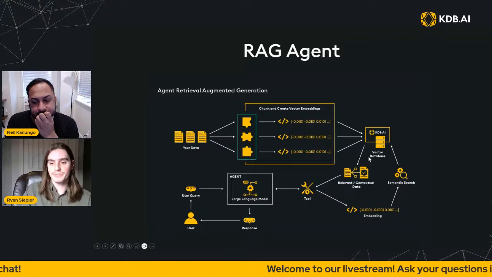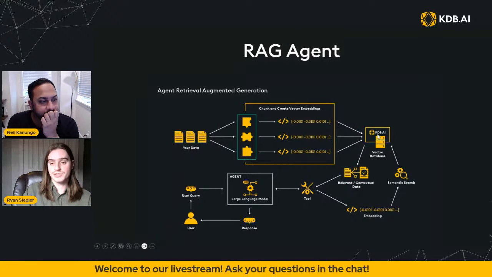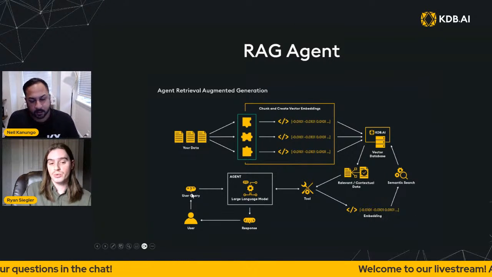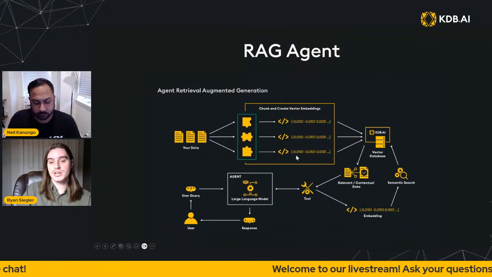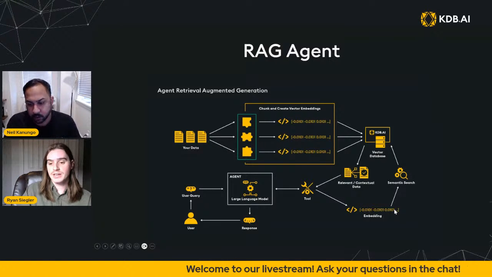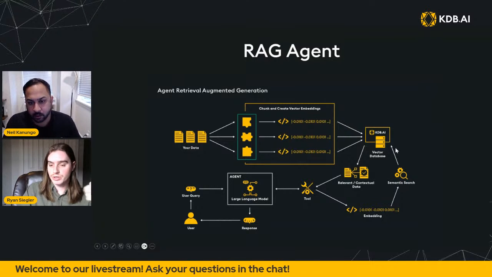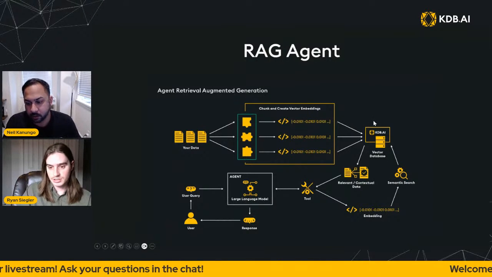Because they're in this vector format, and KDB.AI offers several different really fast and efficient search capabilities, when the user queries, we actually embed that query the same way as we embedded our own data. And we can then do a similarity search or a semantic search between that user's query and all of the vectors in the vector database.